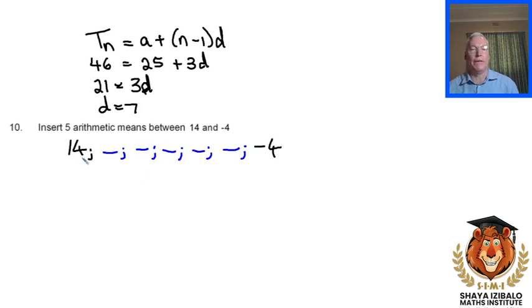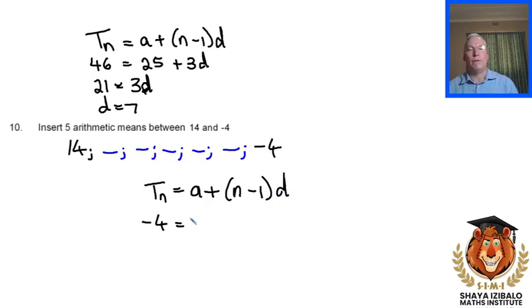I think we can see by looking at this straight away that D must be negative. To go from a positive number down to a negative number, D must be negative. This is going to be A, and this is going to be T7. Tn is A plus N minus 1 lots of D. And so -4 is going to be 14 plus 7 minus 1, this is T7, lots of D.